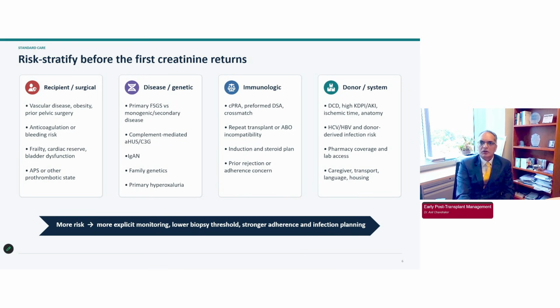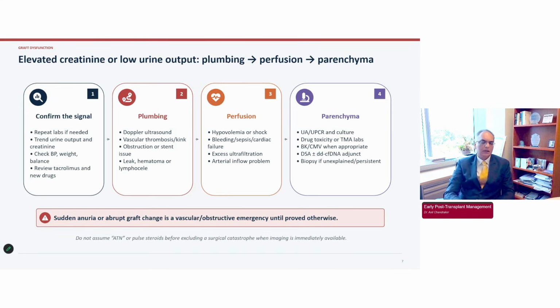And then there are all sorts of other system issues in terms of making sure the patient has coverage for immunosuppression, transportation, etc. Otherwise, the patient may not be able to get adequate coverage for the immunosuppression or be able to get to the clinic. So that just really covers a little bit about standard care.